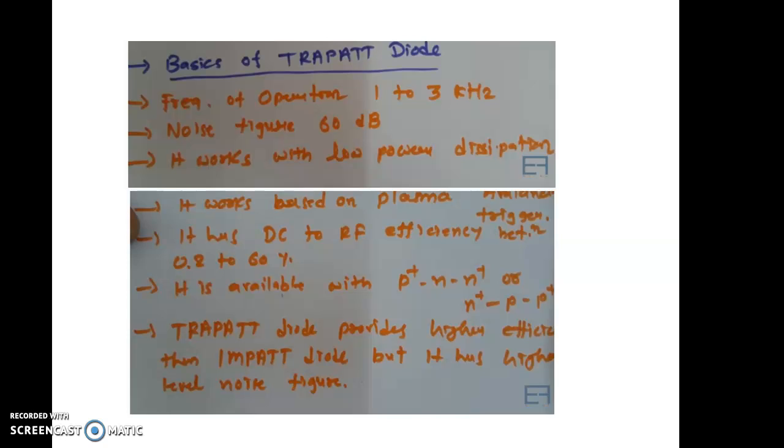Frequency of operation will be 1 to 3 kHz. Its noise figure is 60 decibels. It works with low power dissipation, and it works based on plasma. It has a DC to RF efficiency between 0.8 and 60%. It is available as P plus N plus or N plus P plus. The TRAPATT diode provides higher efficiency than the IMPATT diode, but it has a higher noise figure.